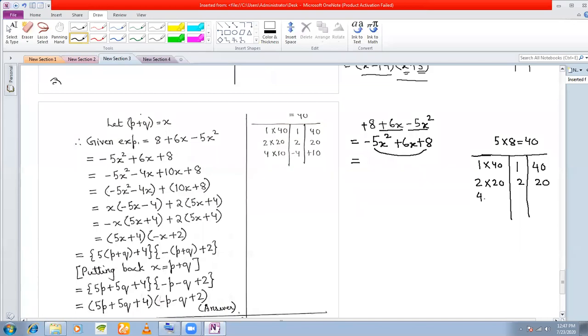Then you have 4 into 10, 4 and 10. Will it give you a plus 6? Yes, if I take plus 10 and minus 4. I've got a minus 5x square. So because of this plus 10, I'll write plus 10x. Because of this minus 4, I'll write a minus 4x and plus 8 as it is.